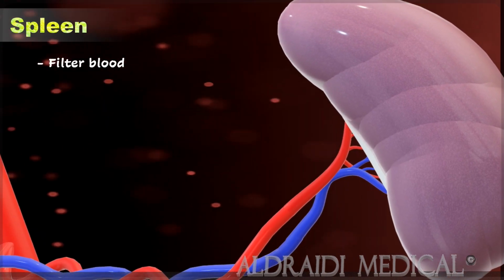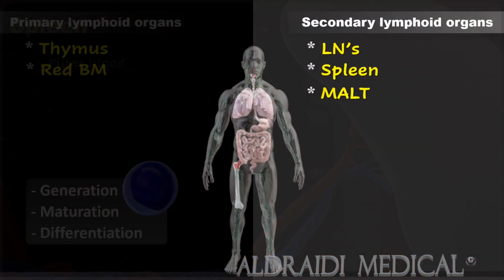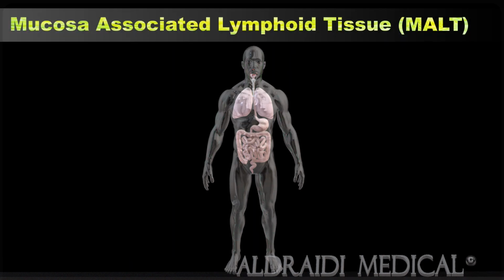Now, the third of these secondary lymphoid organs is not actually an organ, but rather a disseminated system of small collections of lymphoid tissues. And this collection of lymphoid tissue is referred to as the mucosa-associated lymphoid tissue.